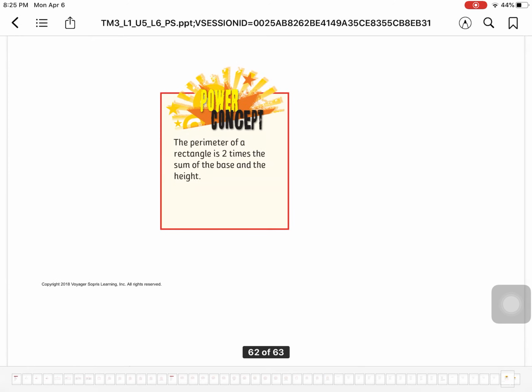Okay? So the perimeter of a rectangle is 2 times the sum of the base and the height, would be the power concept for this. And then the perimeter of a square is the length of one side times 4. Either way, whether you multiply or if you decide you want to add up the sides, you're still going to be able to find the perimeter of a 4-sided shape.